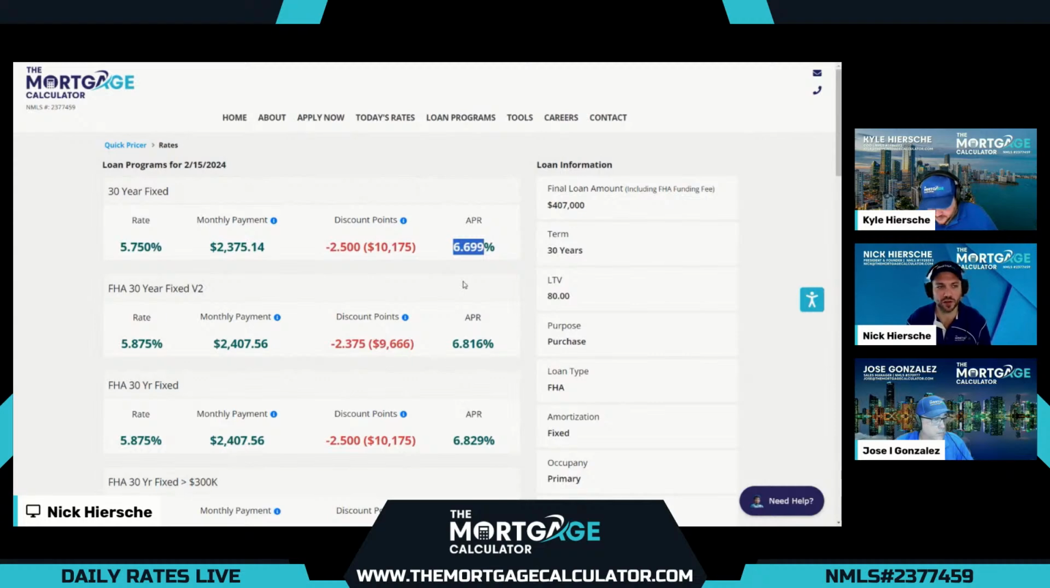So our customers that qualify for both definitely don't overlook FHA. It could be a good option. And this APR does include all of the upfront and yearly mortgage insurance that is required. So a good option for any of our borrowers that need to use it as well.